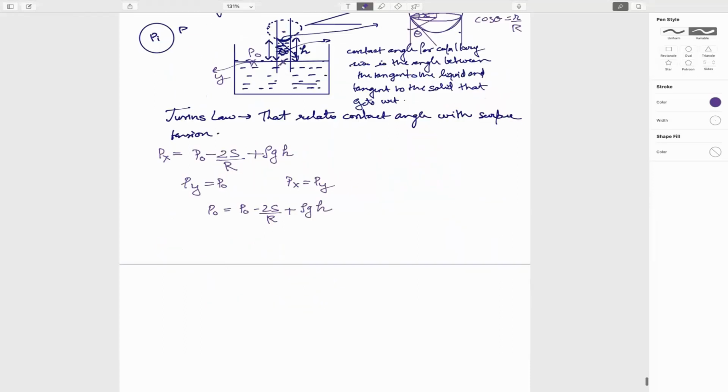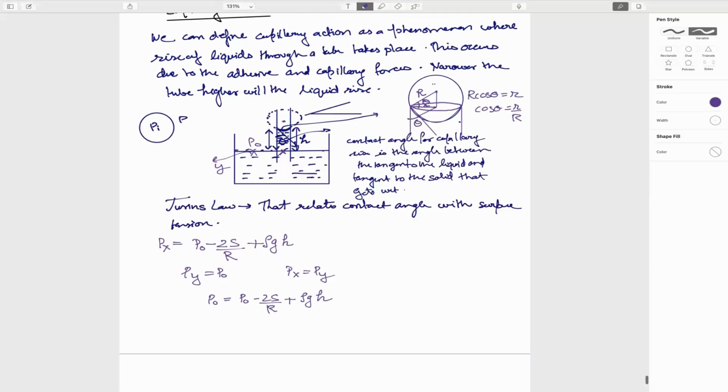So from here, R is the radius of the meniscus. Keep this in mind. This R is the radius of this meniscus, because this meniscus is a part of this sphere and this radius is R. So that R is capital R. So what we get is h is 2s by R rho g, and in terms of the tube radius, that comes out to be 2s cos theta by r rho g.